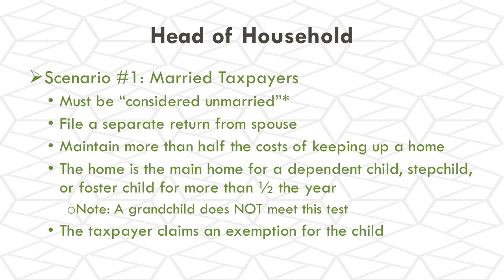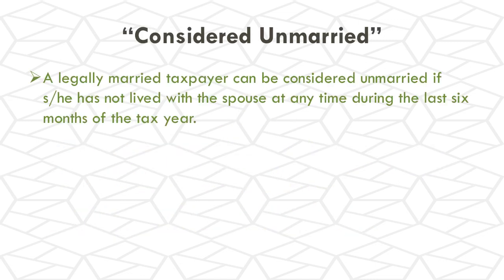So what do I mean when I say considered unmarried? For a married taxpayer to be considered unmarried for the purposes of head of household, he or she must not have lived with their spouse at any time during the last 6 months of the tax year. So this means that if a taxpayer moved out of the home from their spouse on August 1st of the tax year, they cannot be considered unmarried for the purposes of head of household.